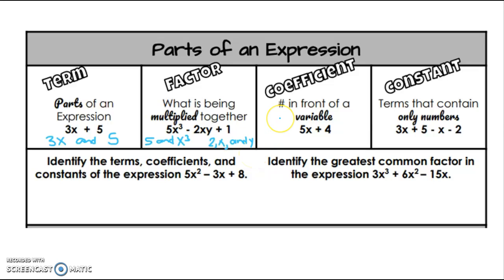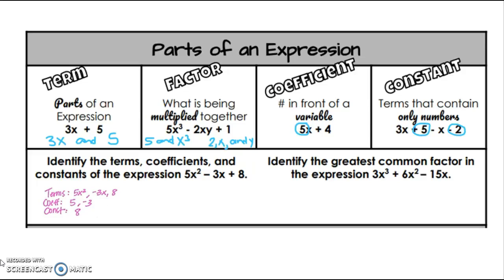Your coefficients are the numbers that are being multiplied in front of your variable. So in this example, it would be the 5. And constants are your terms that contain only numbers, no variables at all. So it would be this positive 5 and this negative 2. Those are called constants. So if I wanted to identify these things, the terms, coefficients, and constants of this expression right here, it would look a little something like this.